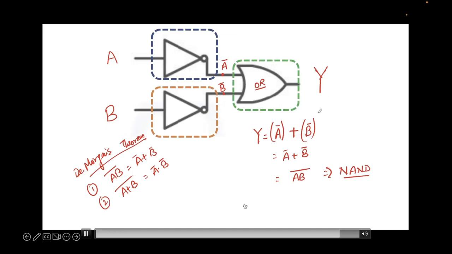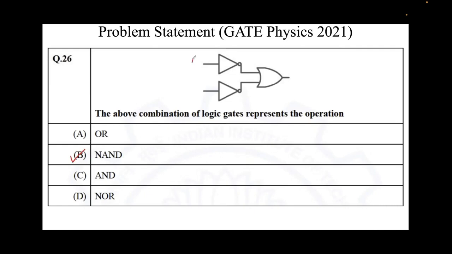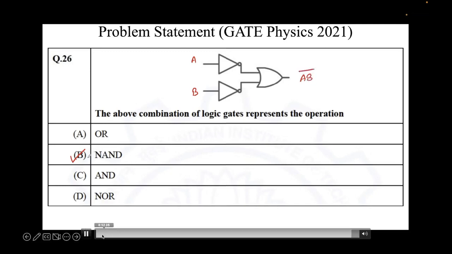Hence this whole circuit can be represented by a simple NAND gate. So the answer here would be B, NAND, because we obtained that if the inputs are A and B, the output is AB whole bar, which is the algebraic expression for a NAND gate. So the correct option here is B.